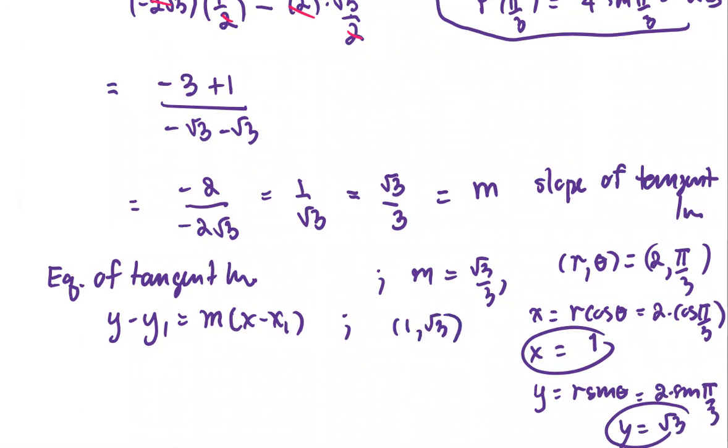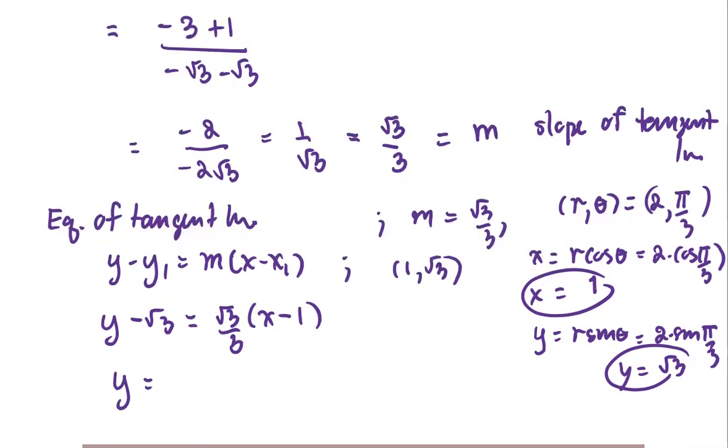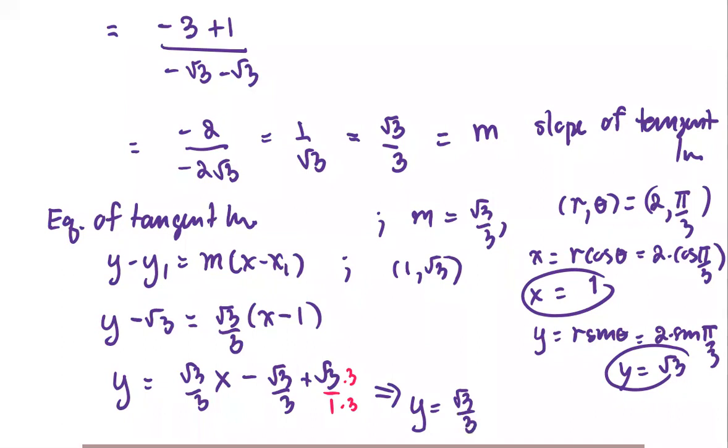Then put them together using the point-slope form to get y minus square root 3 equals m, which is square root 3 over 3, multiplied by x minus 1. Simplify a little more to get y equals square root 3 over 3 times x minus square root 3 over 3 plus square root 3, which can be simplified more as square root 3 over 1, multiplying top and bottom by 3. The simplified form of this equation is y equals square root 3 over 3 times x plus 2 times square root 3 over 3.